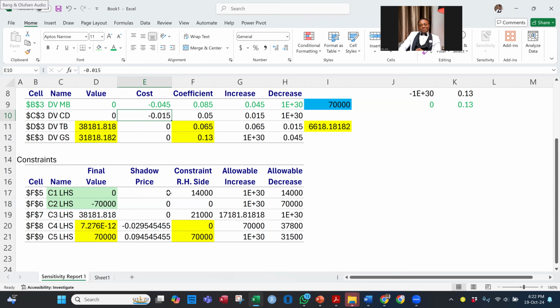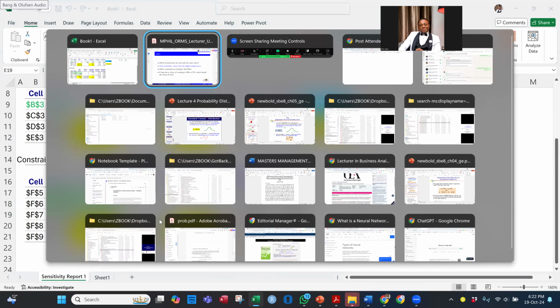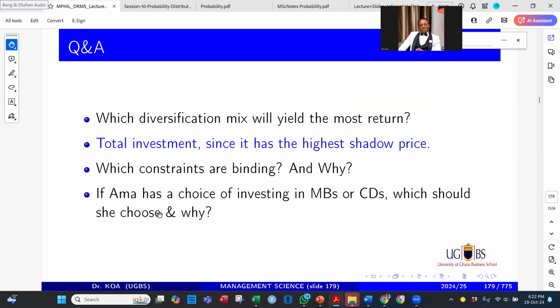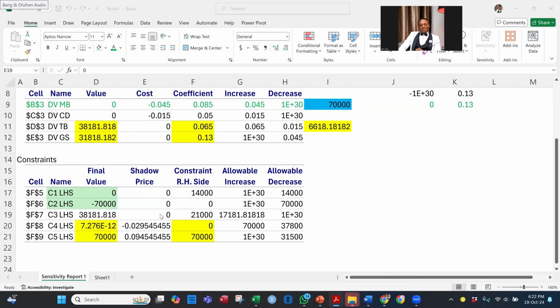But if it had happened that one of them had a positive shadow price, then that is the one you would have invested in. That's the one you would have. Remember, a positive shadow price is always best. A negative shadow price sometimes is even good, but it's not the best as well. But 0 is useless. Okay.